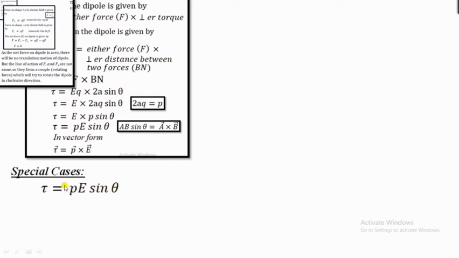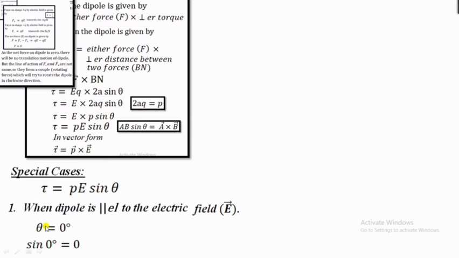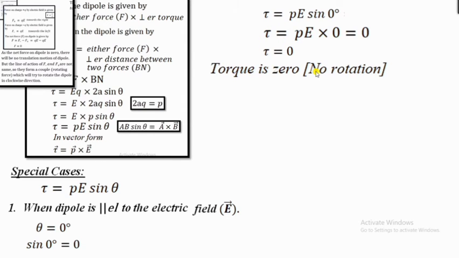So we know torque is equal to PE sin theta. So it depends on the angle between the electric field and the direction of the dipole. When the dipole is parallel to the electric field, at that time our theta will be 0 and sin theta is 0. So torque will be PE sin 0 degrees, that will be 0. So there will be no torque. So if the dipole is kept parallel to the electric field, the dipole will not rotate. So torque is 0 means no rotation.